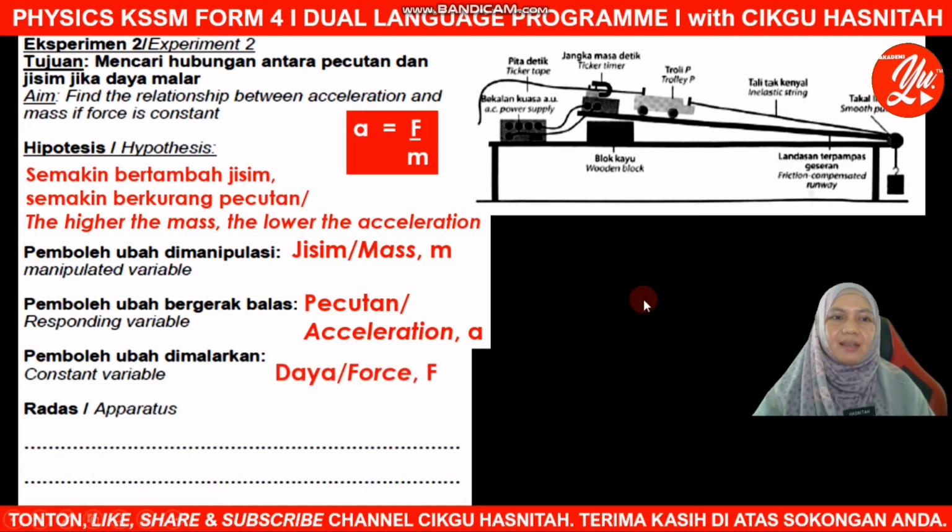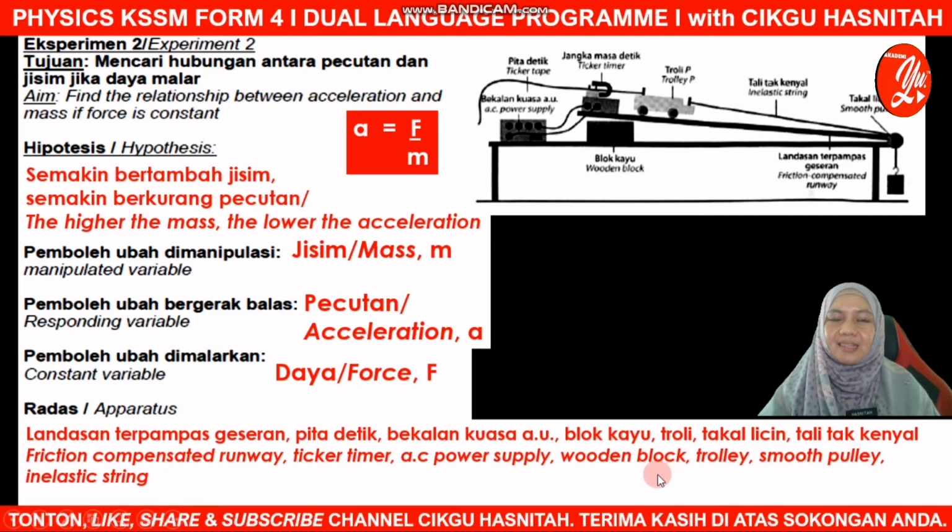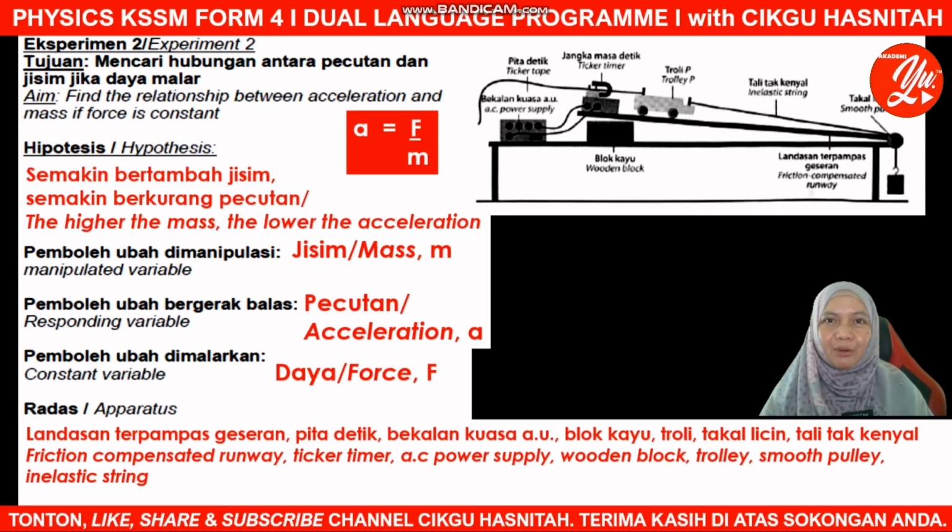Okay, and this is the apparatus we require in this experiment. Again, you need a friction compensated runway, a smooth or frictionless runway, a ticker timer, an AC power supply, a wooden block, a trolley, a smooth pulley, and also an inelastic spring. So what will be the outcome for this experiment? Again, let's check on them.